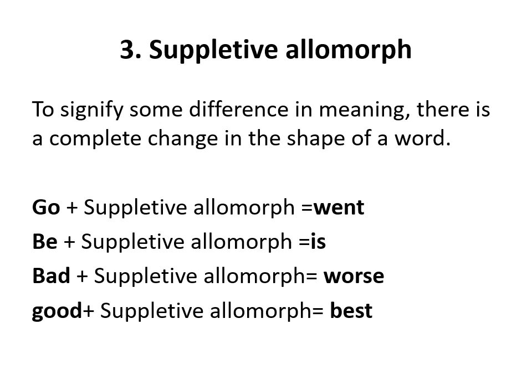So next there is a third type, which is suppletive allomorph. To signify some difference in meaning, there is a complete change in the shape of a word. For example, go, went, gone. Be, is, was, or good, better, best, bad, worse, worst. So there is a complete change in the shape of a word. We cannot predict what way we make the second form of the verb, or the second form of an adjective. We cannot predict it from the first form of the verb.